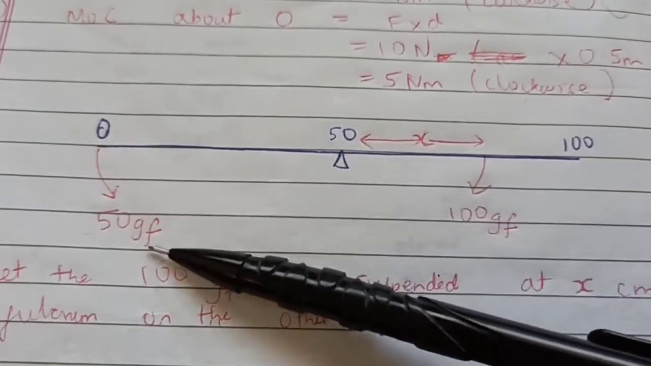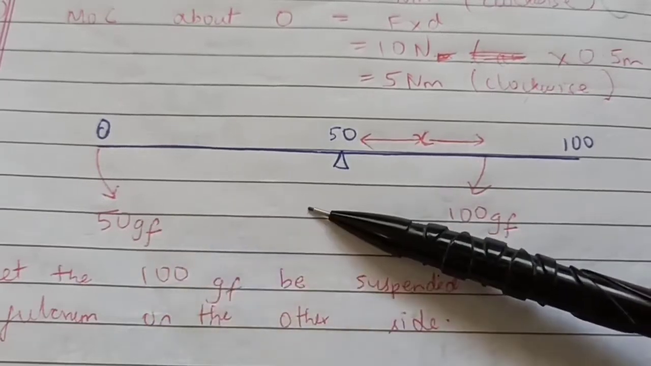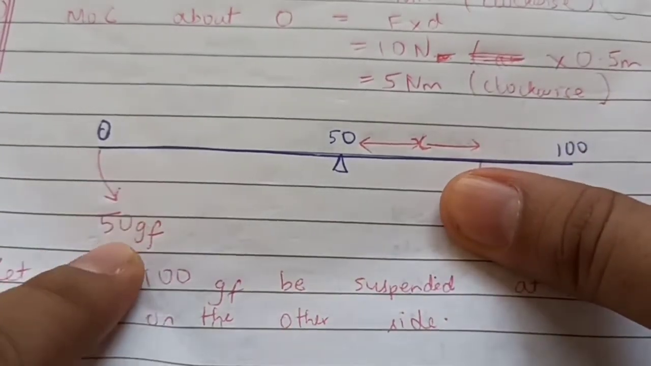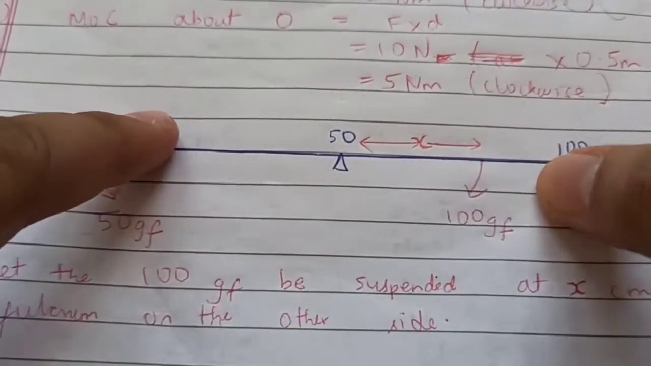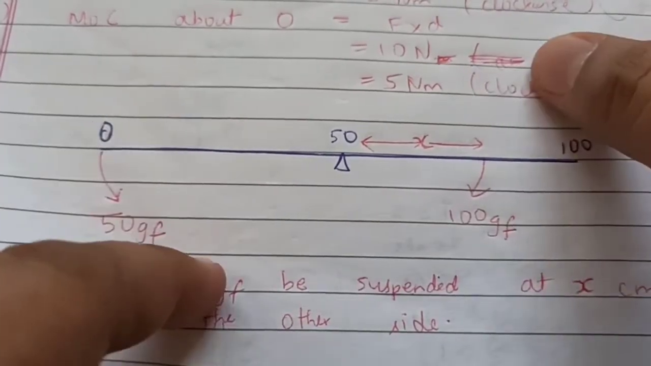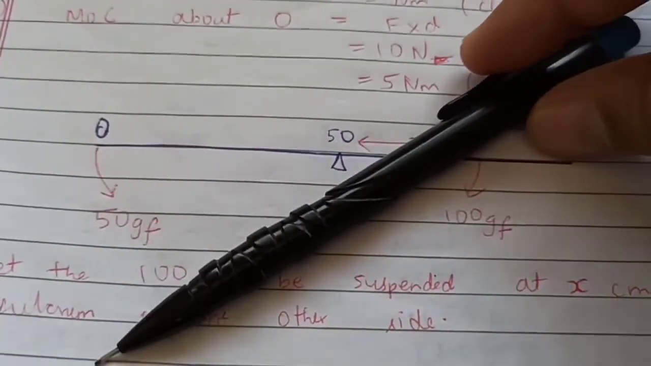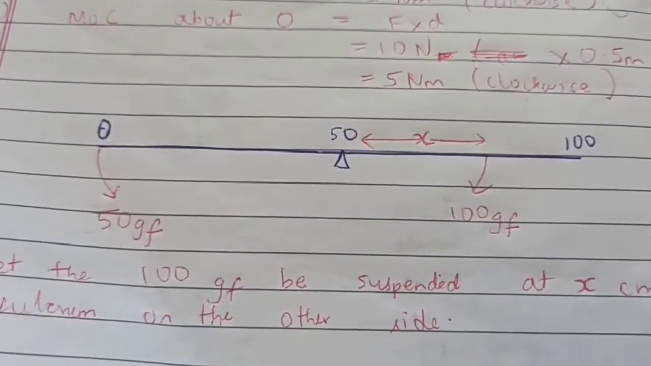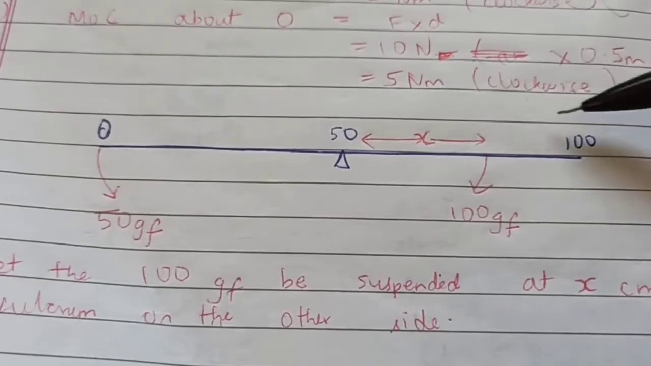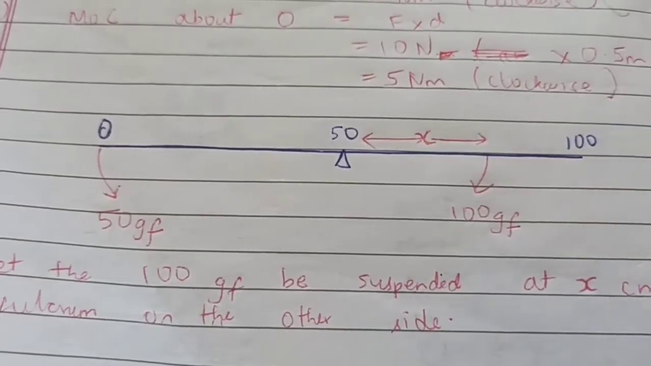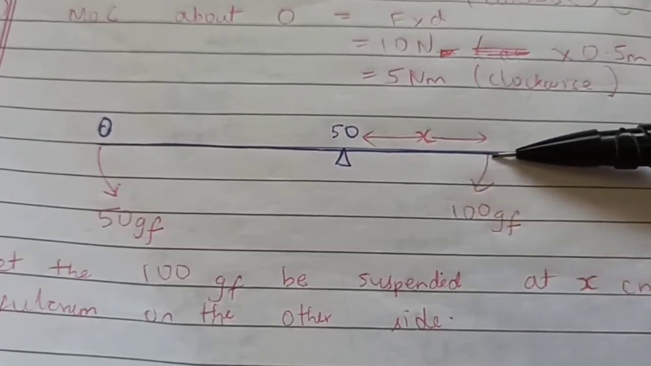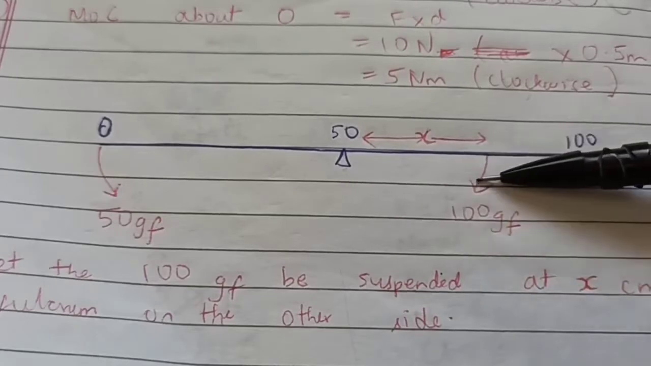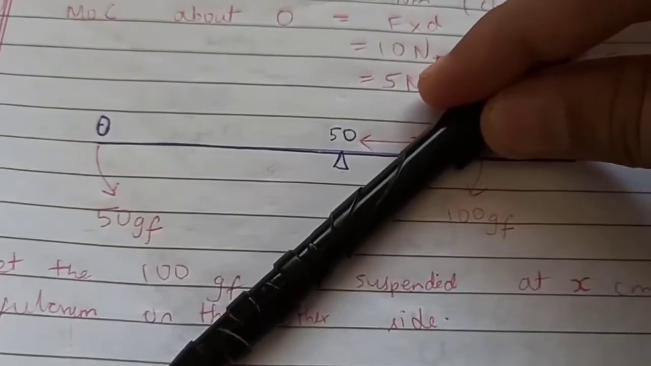They said hang 50 GF at one end. Done. And using 100 GF, we have to bring it back to equilibrium. You see, if there is only 50 GF moment of force, then it will tilt anti-clockwise. That is, this ruler will tilt to the left. So to bring it back to equilibrium, we'll have to use a 100 GF weight, but where should we keep it? Well, let's assume that we have kept it at a distance of x from the fulcrum on the other side. Obviously, we won't keep this weight on the same side. Then it will tilt even further. We want to bring it back into equilibrium.